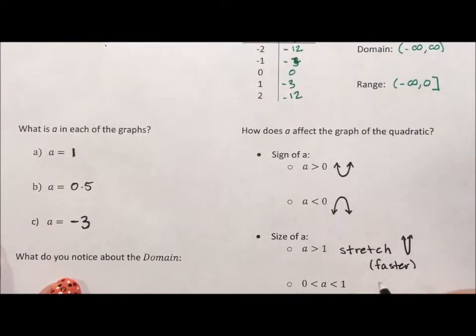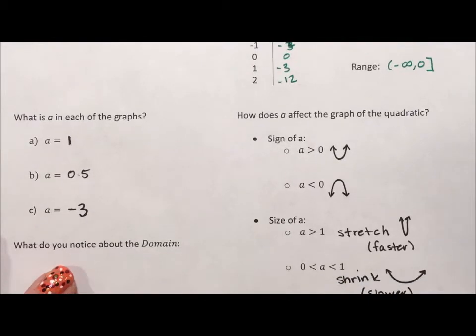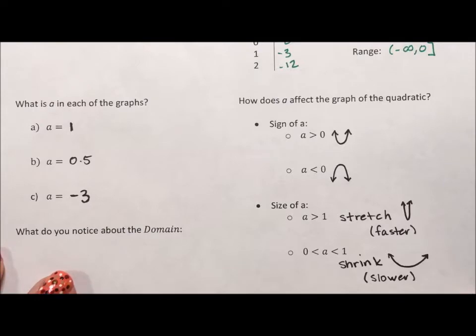If it was between 0 and 1, we already dealt with the negative here, we have something called a shrink. So a shrink is going to make it look wider. And one way to think about a shrink is that this is going slower. It's going 1/2 or 1/3 the speed of your regular original graph.